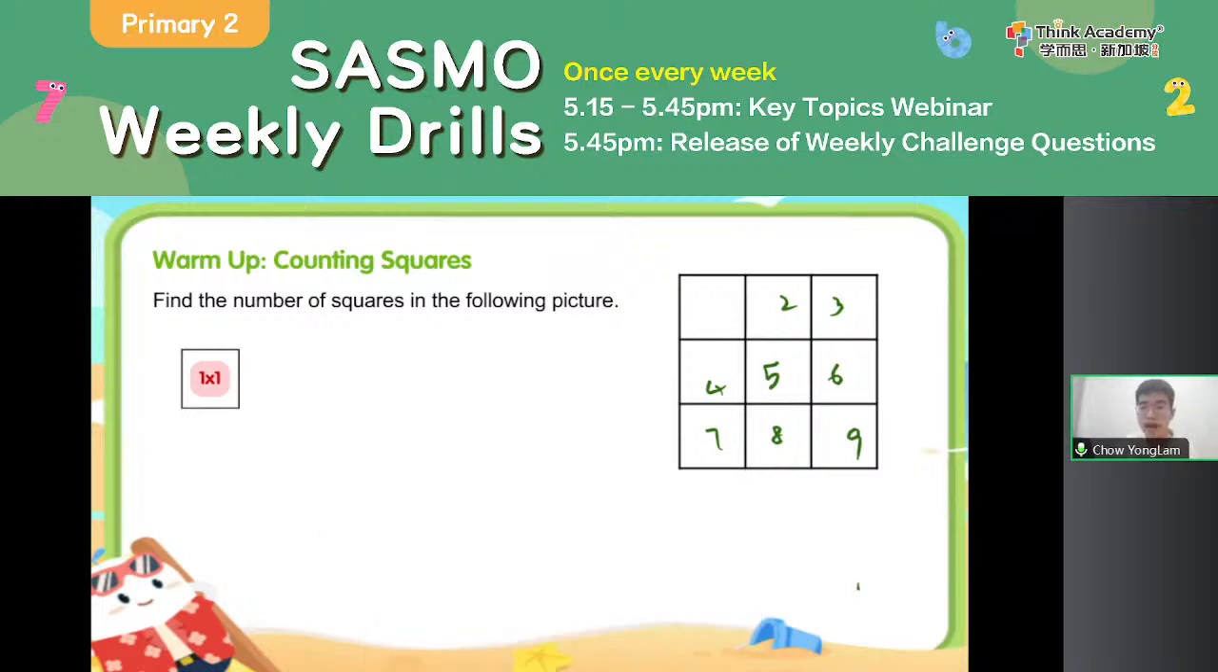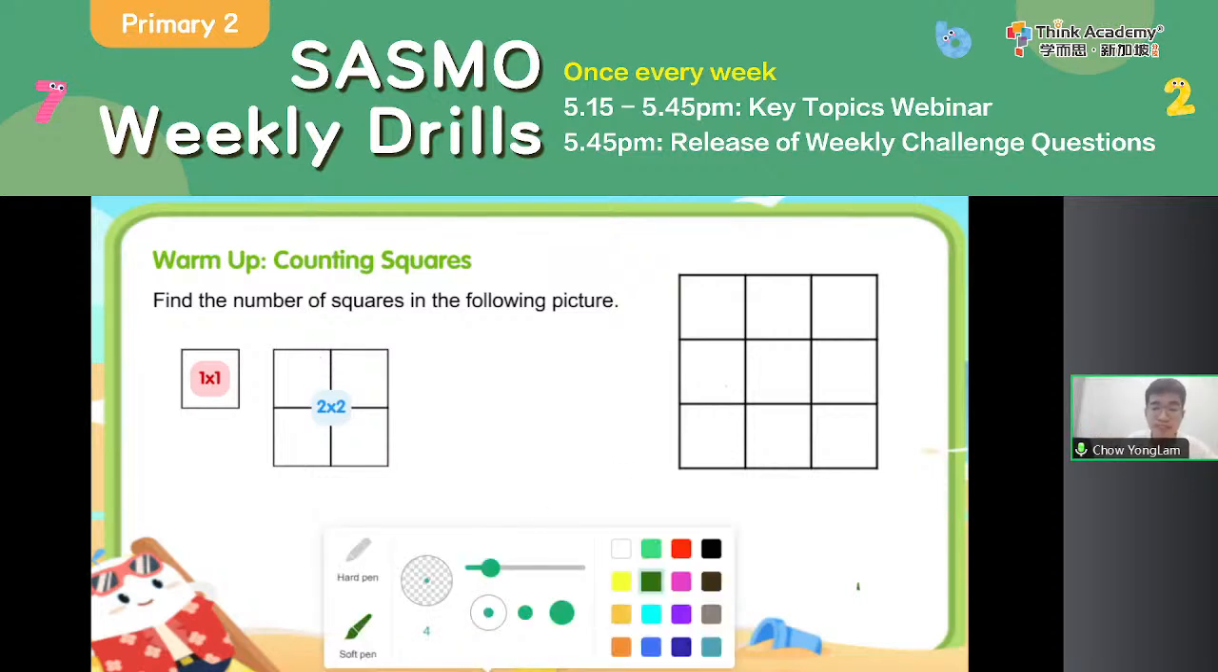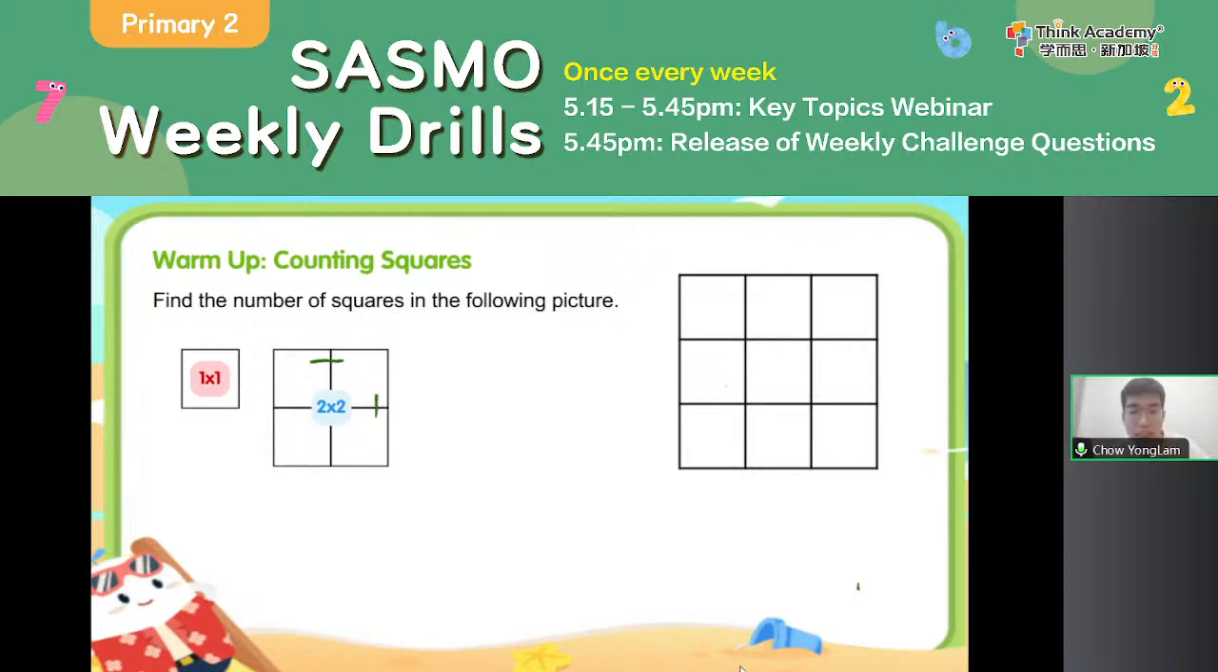But then, there are some bigger squares in this picture, right? What if I consider 4 squares combining together to form a 2 by 2 square? 2 by 2 because there's 2 horizontally and 2 vertically. So 2 by 2. Can you find any 2 by 2 squares over here?